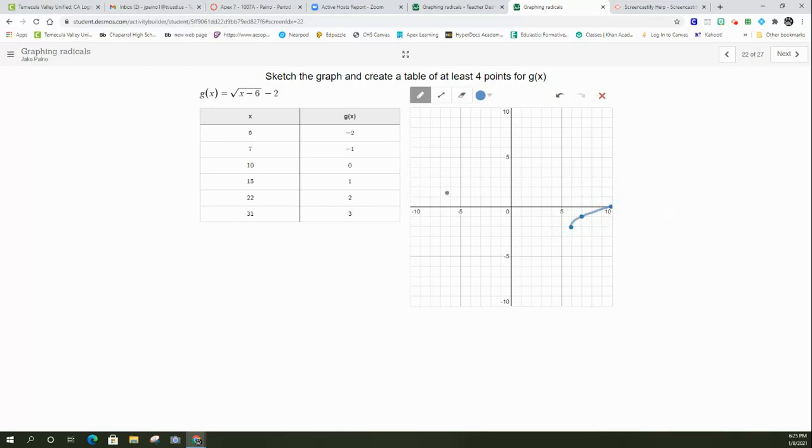That's what my sketch would look like. Right 6, down 2, boom. And again, without a table of values, I'd go up 1 over 1, up 1 over 3, up 1 over 5.